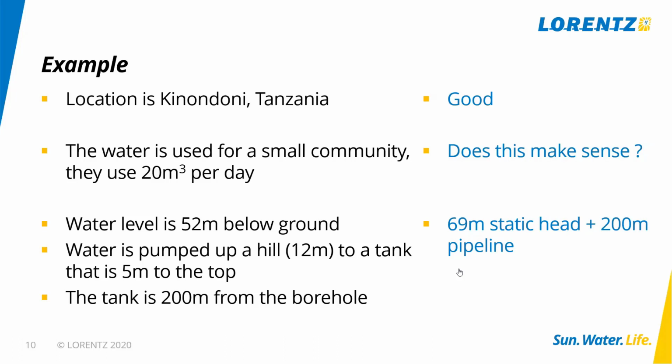So we're happy with 20 cubic meters, and then let's take the data we have. So we have 52 meters plus 12 meters up the hill plus 5 meters to the top. That's 69 meters static head. It's 200 meters pipeline, and as we're pumping into a tank, we don't need any pressure at the end of the pipeline. So we're not going into sprinklers or irrigation system. If we're just going into a tank, we need no pressure at the end. So that's a good set of data, I think. So let's go into Compass.